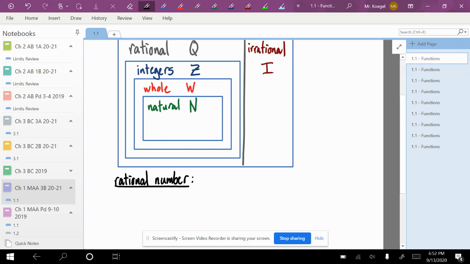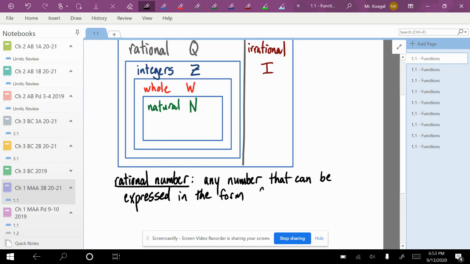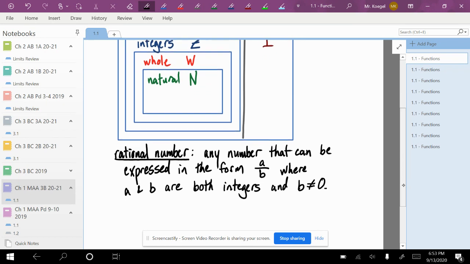A lot of times people will say a rational number, oh, that's a fraction. And that's not a precise definition, because there are fractions that are not rational numbers. A rational number is any number that can be expressed in the form a divided by b, where a and b are both integers and b is not equal to 0, because we remember that division by 0 is undefined.